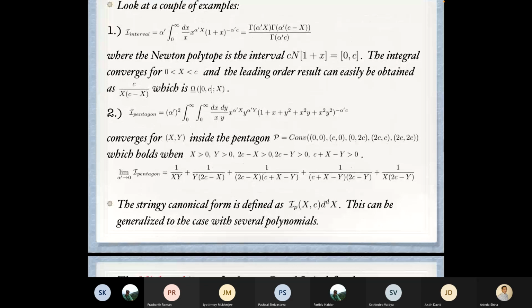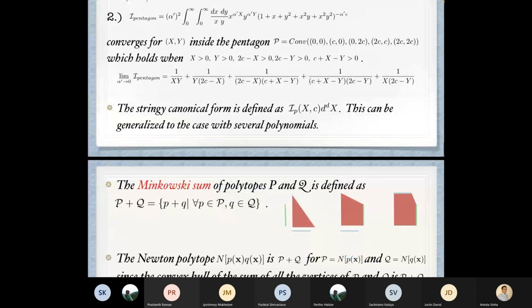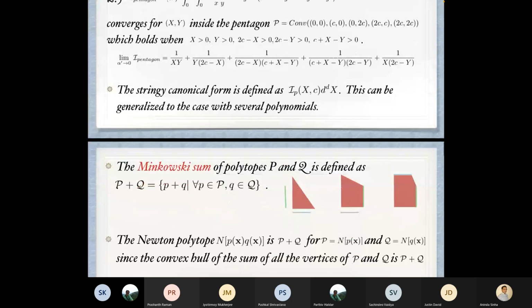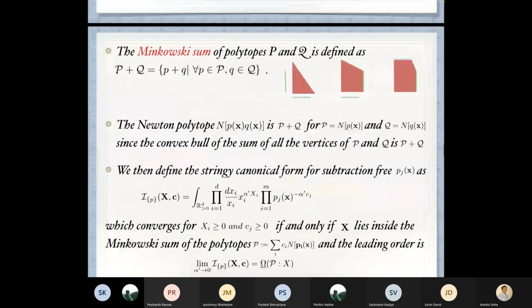Now this can also be generalized to the case of several polynomials. For that, we have to introduce the notion of the Minkowski sum. The Minkowski sum of polytopes P and Q is the pointwise sum of P and Q. For example, the Minkowski sum of this triangle with these two lines is a pentagon. I've just shown the process here. First, I take the green line and then the blue line.